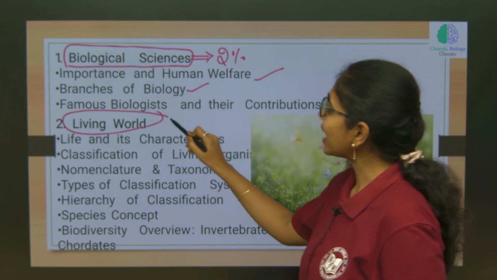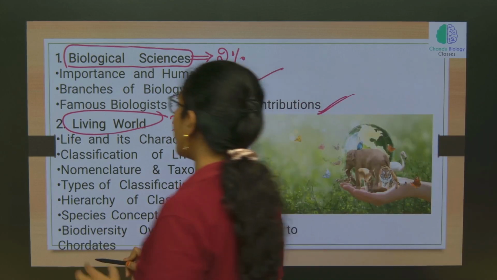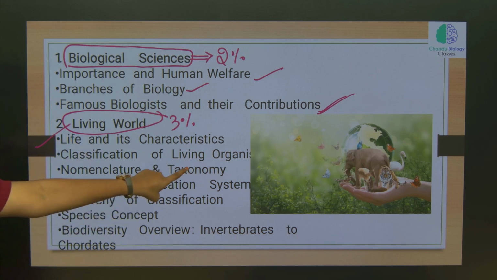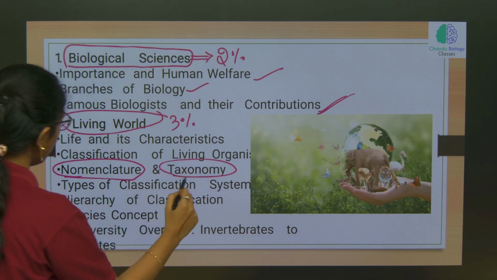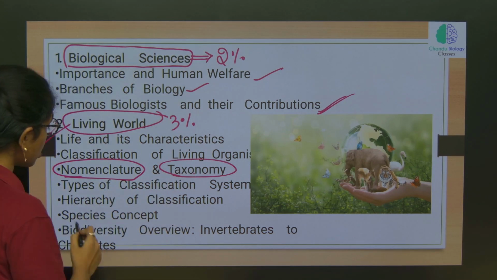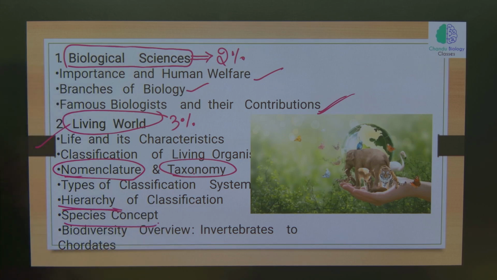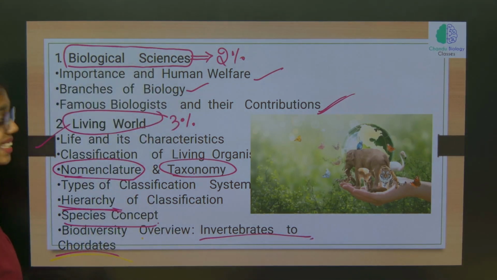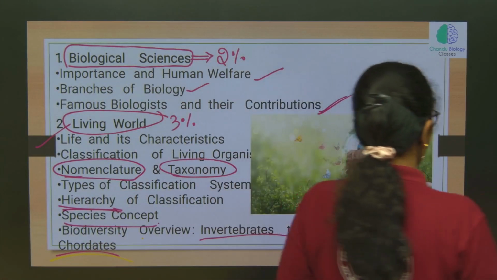In the second chapter, hardly 3% of the questionnaire will be covered from this segment, wherein the contents include life and its characteristics, classification of living organisms, nomenclature and taxonomy, types of classification systems, hierarchy of classification, species concept, biodiversity overview, invertebrates to chordates completely. So, this covers 3% of your entire questionnaire.